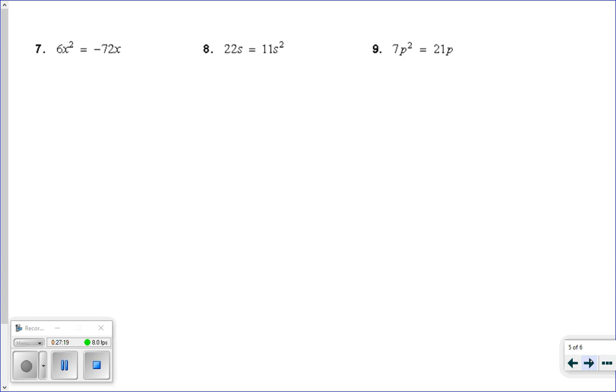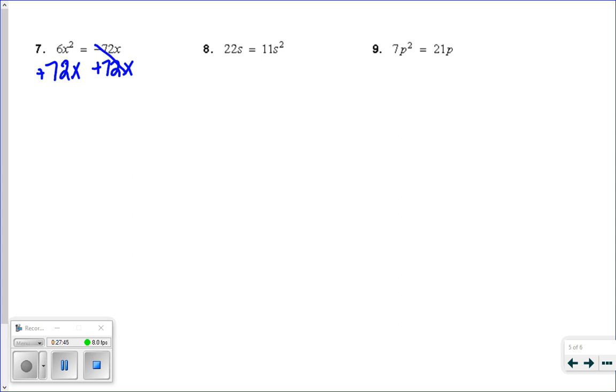So if you look at number 7, it's not equal to 0. That's always the first thing I keep saying. Make sure it's set equal to 0. This isn't even set equal to 0. So I need to do that work myself. I need to move everything to one side so that it's just equal to 0. So I'm going to start off here by moving that term to the other side. So I'm going to add 72x on both sides.